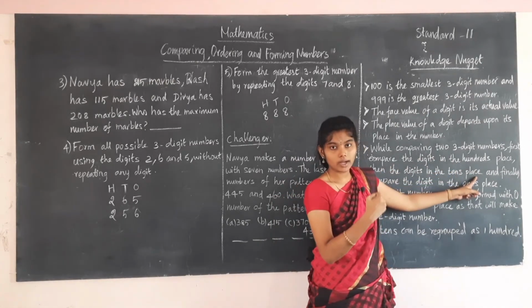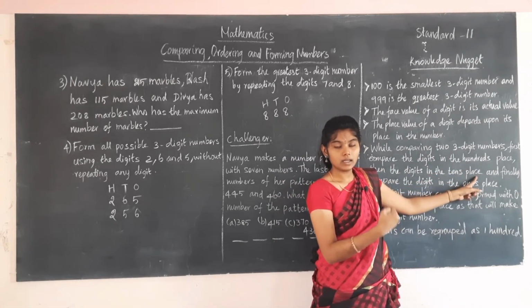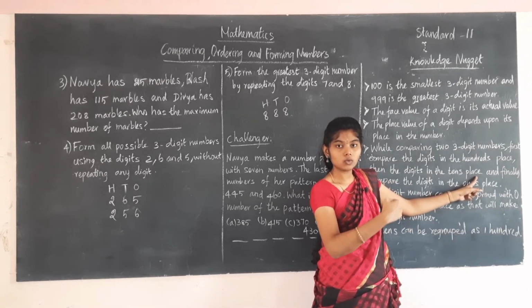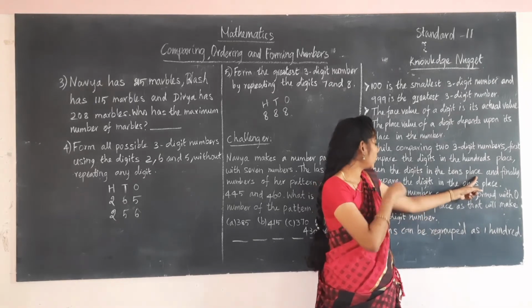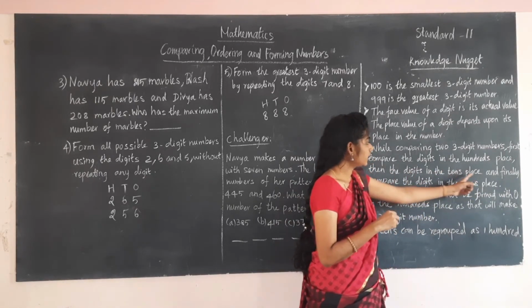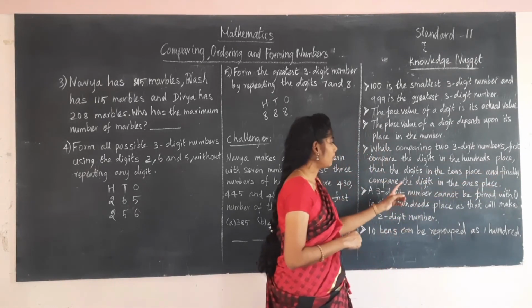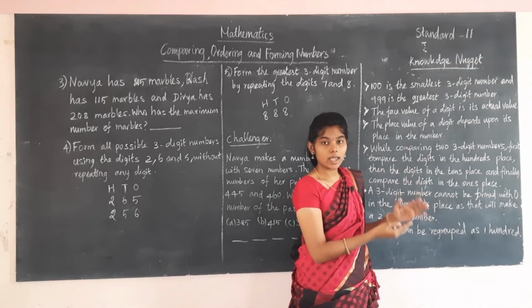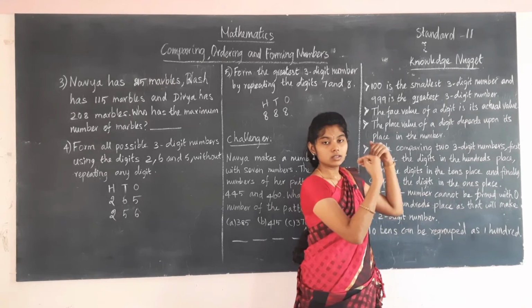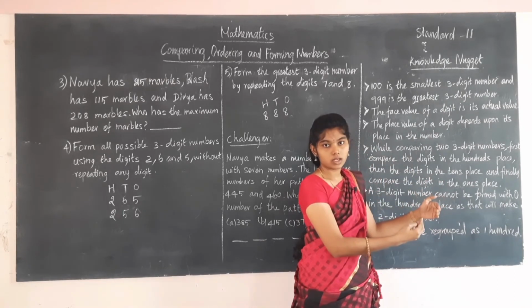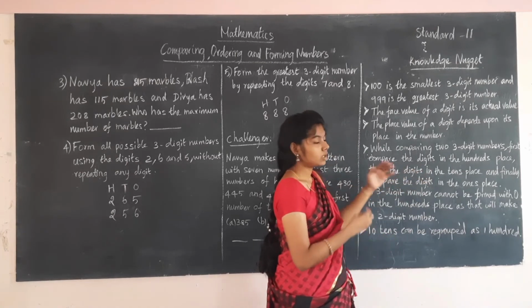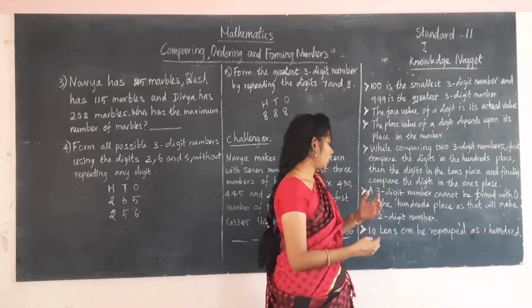After comparing the hundreds, if the two numbers are the same in the hundreds place, then we have to look at the tens place digit. And finally, compare the digits in the ones place. If the tens place also has the same number, we have to skip to the next place and compare the ones place number. So this is how we compare two 3-digit numbers.